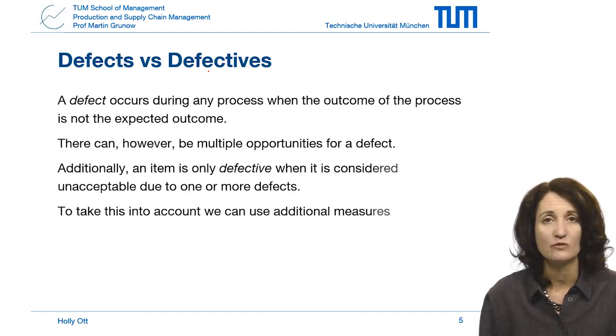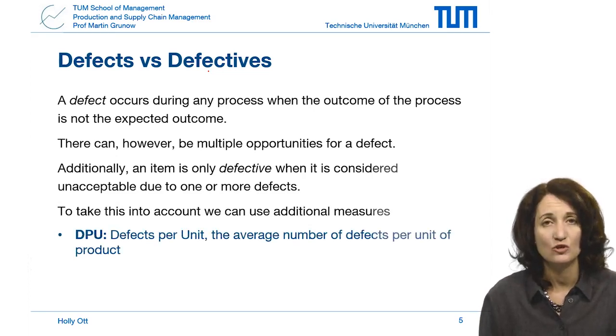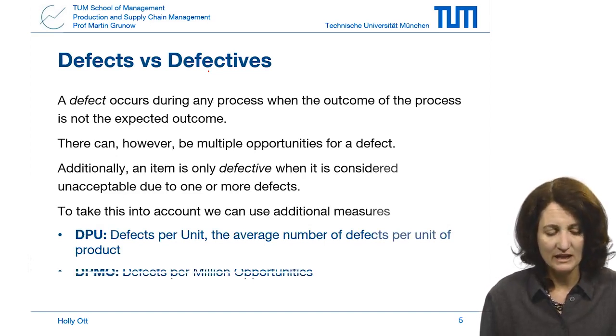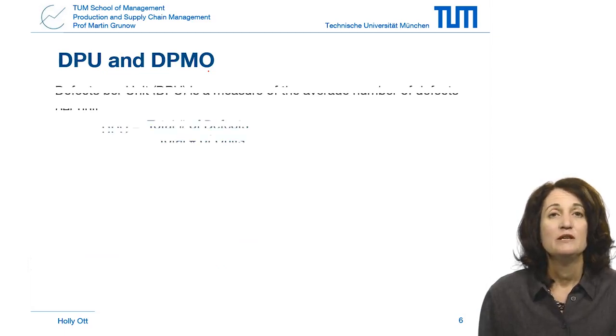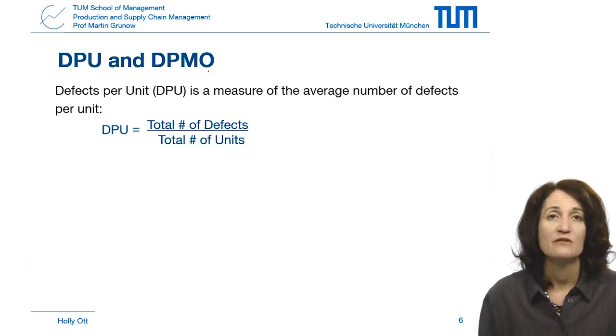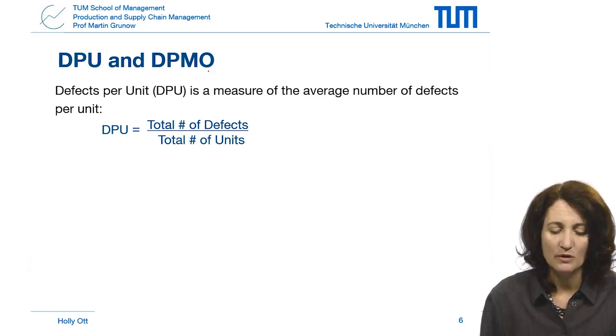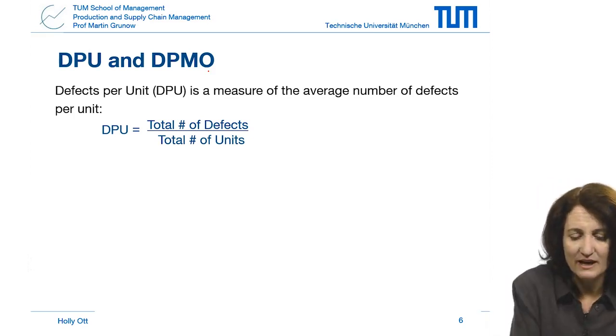To take this into account, we define additional measures, the DPU, or defects per unit, which is the average number of defects per unit of product, and the DPMO, or defects per million opportunities. The DPU metric is a measure of capability for discrete or attribute data, we'll learn later, defined by the total number of defects divided by the total number of units. So you count the number of defects produced.